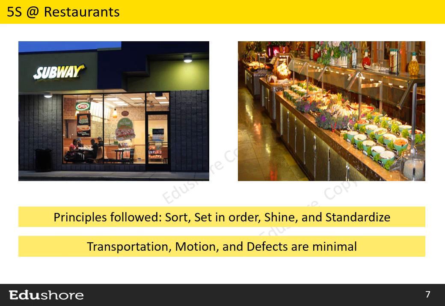For example, at Subway, a sandwich artist keeps all supplies neatly organized, and while making a sandwich, she doesn't need to move to multiple places. And in buffet restaurants, we see all the food items are sorted and set in order. For example, all the desserts are arranged in one place.